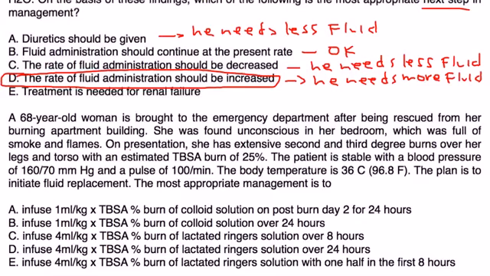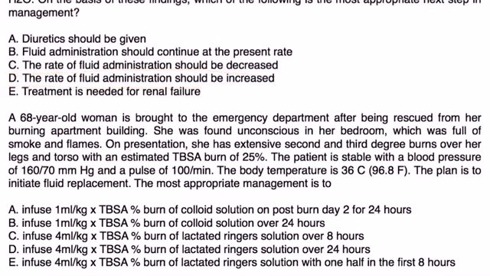And then finally, the 68-year-old woman is brought to the emergency department after being rescued from her burning apartment building. She was found unconscious in her bedroom, which was full of smoke and flames. On presentation, she has extensive second and third degree burns over her legs, torso, and an estimated TBSA of 25. Patient is stable with blood pressure of 160/70, pulse is 100, body temperature is 96. Plan is to initiate fluid replacement. Most appropriate management is?